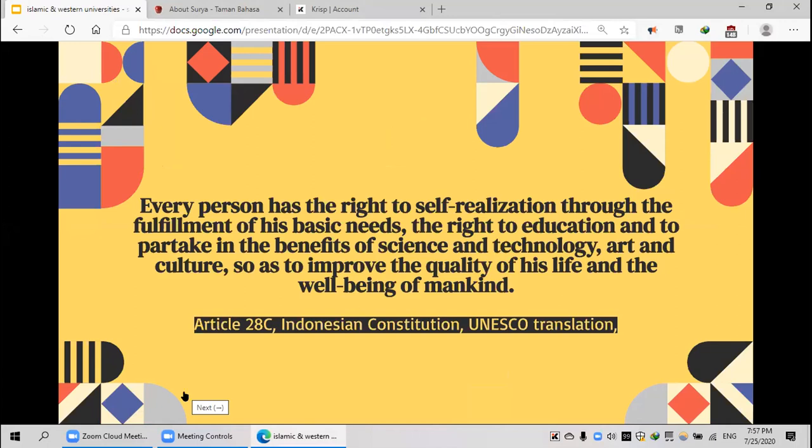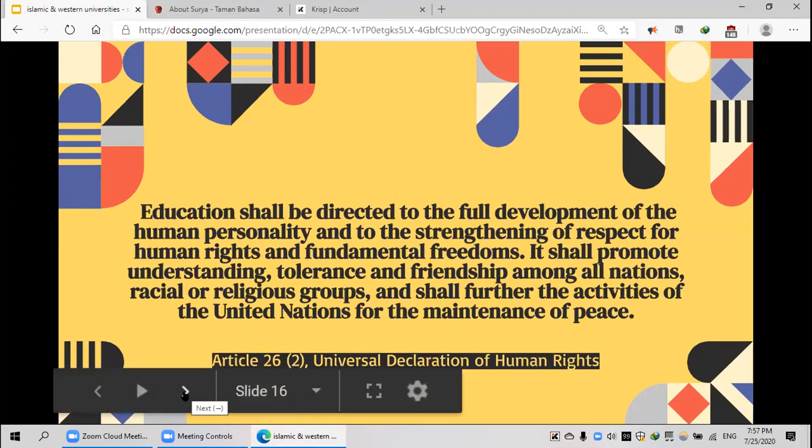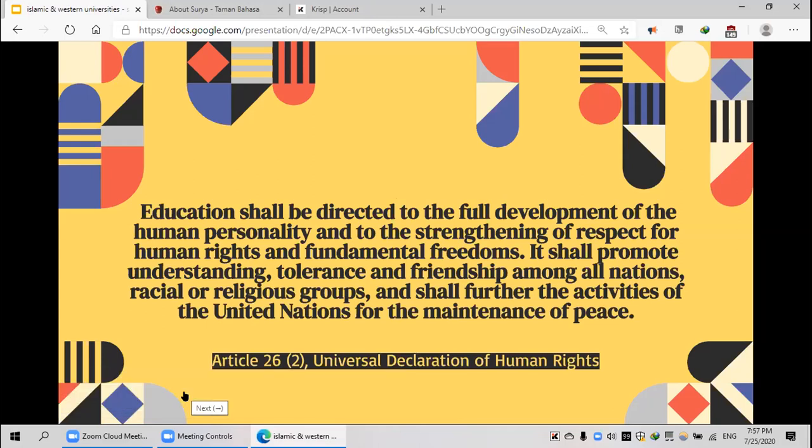And this is from the UDHR, Universal Declaration of Human Rights, Article 26.2. Education shall be directed to the full development of the human personality and to the strengthening of respect for human rights and fundamental freedoms. It shall promote understanding, tolerance, and friendship among all nations, racial or religious groups, and shall further the activities of the United Nations for the maintenance of peace.